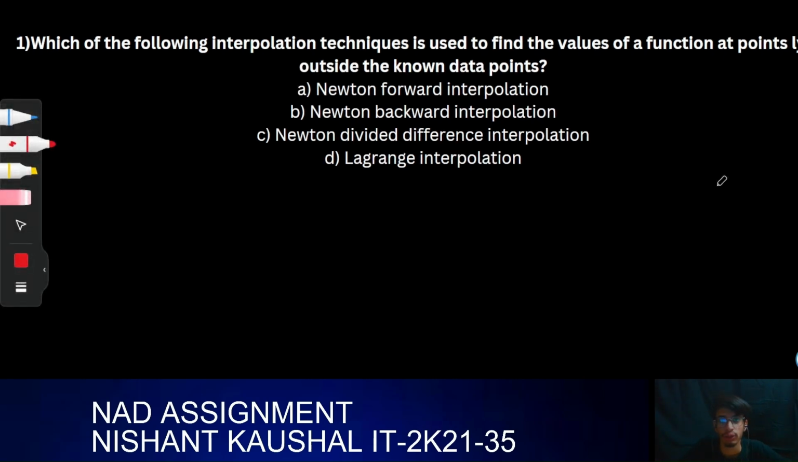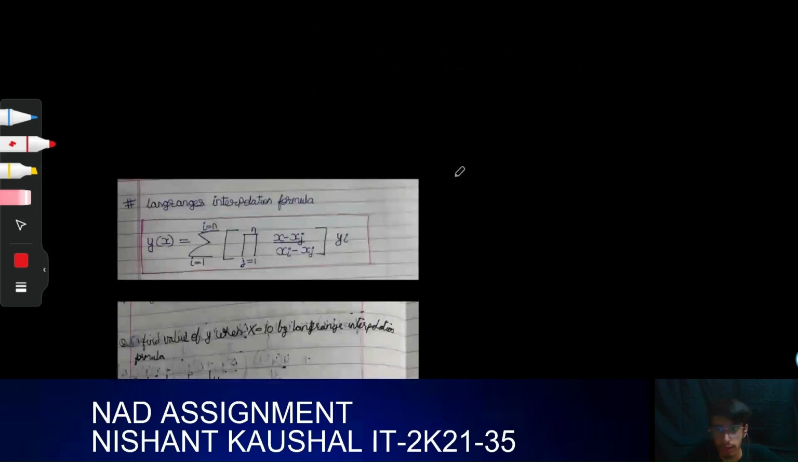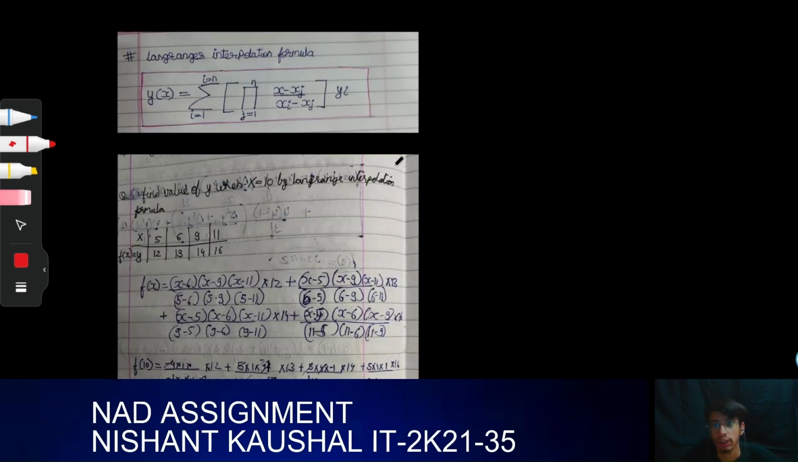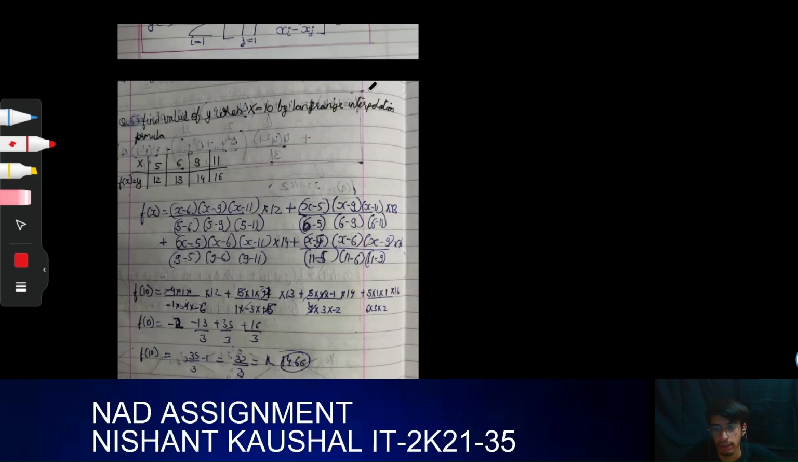Which of the following interpolation techniques is used to find the value of a function at a point lying outside the known data points? Its answer should be D, Lagrange's theorem, because if we look at Lagrange's theorem, its formula is the summation over i from 1 to n of the product over j from 1 to n of (x minus xj) upon (xi minus xj), multiplied by yi.